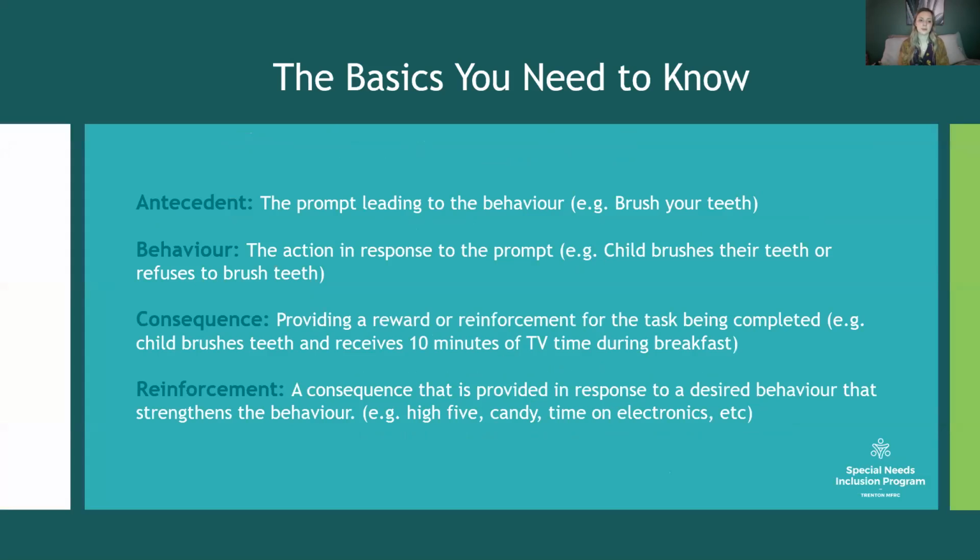So the 4 basic terms that you should be familiar with when you are going to use reinforcement for your child is the ABCs, and that's the antecedents, behaviors, and consequences. So the antecedent, it's what is leading up to the behavior. So for example, in here I have brushing teeth. So you would say to your child, okay, it's time to brush your teeth.